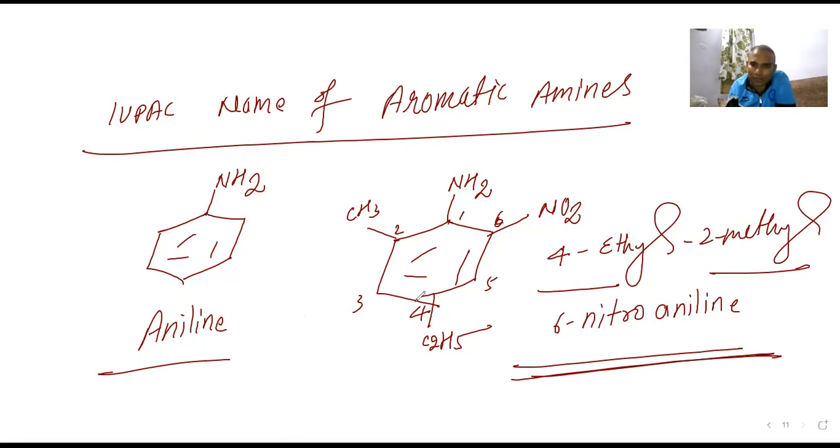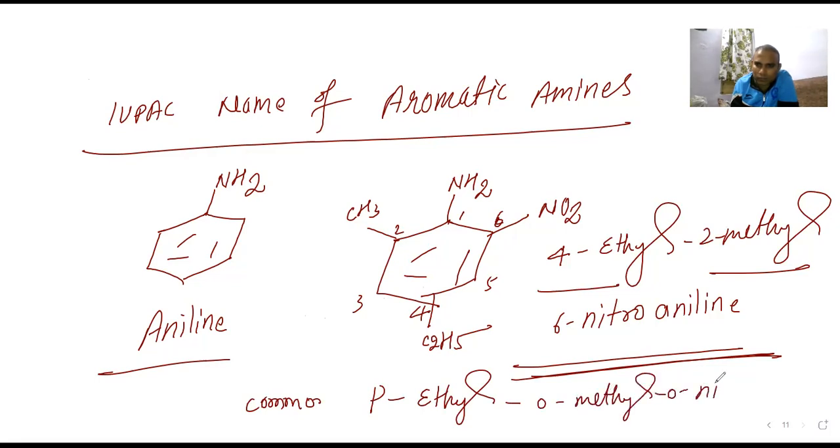Common name is not required. Common name is for very simple compounds; it will not come in the form of common name. But you can try: para-ethyl, then ortho-methyl, then ortho-nitroaniline. Yes, this is the correct one.